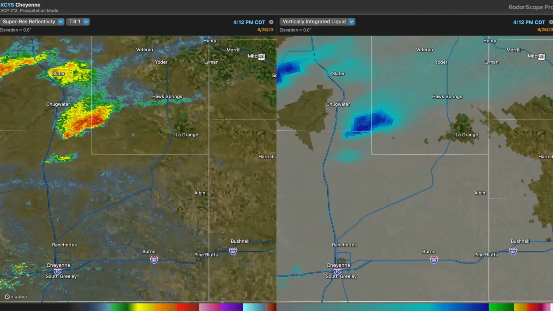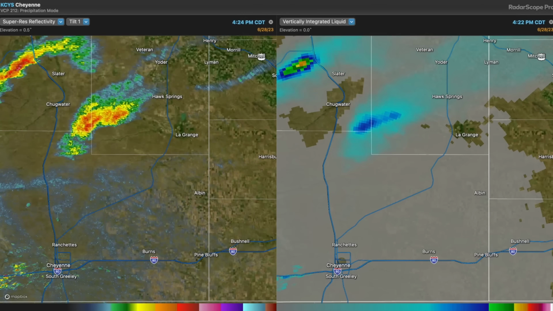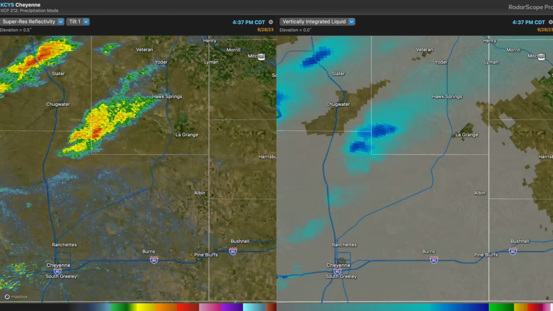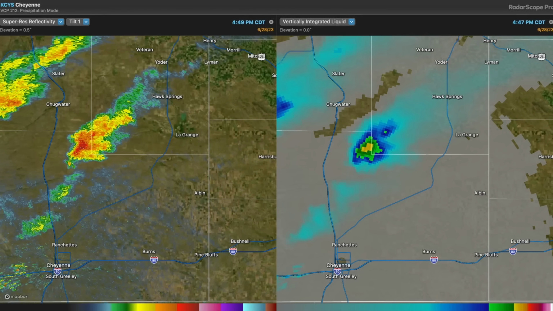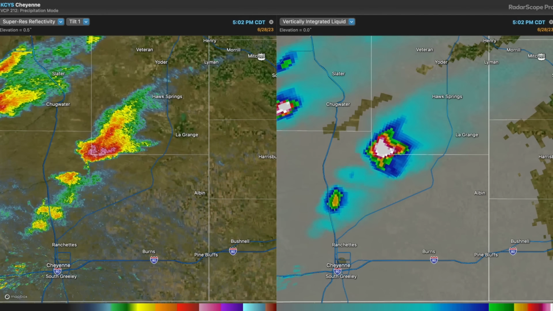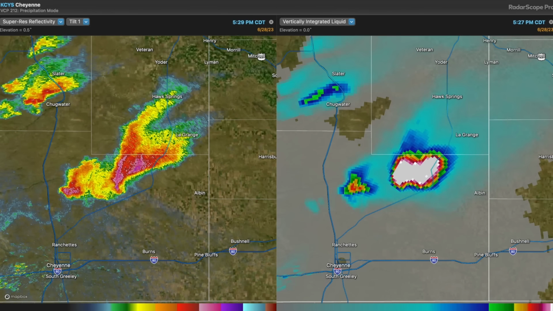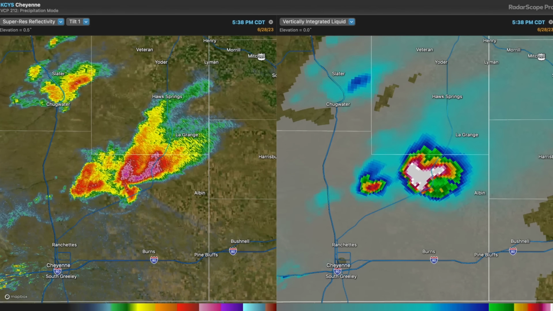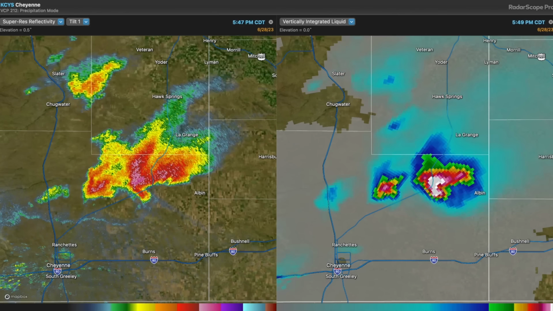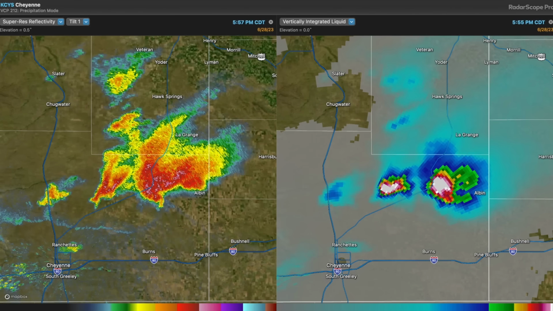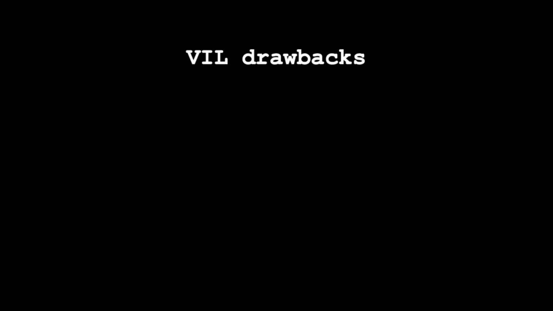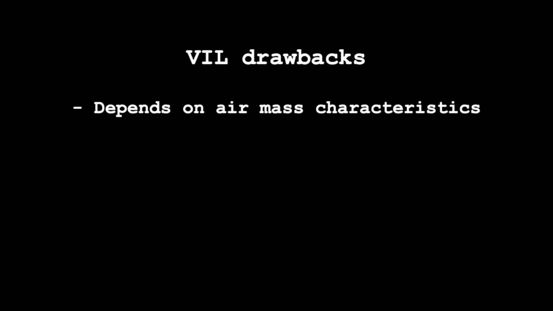Many chasers utilize VIL to determine whether or not a storm is producing hail, as well as how big that hail is. Because larger hailstones correspond to higher liquid water content, high VIL values can suggest that large hail is occurring. However, this practice is not entirely accurate, as VIL on its own is not a great tool to use to identify hail-producing storms. There are several reasons for this. One, VIL values depend on the characteristics of the air mass in which the thunderstorms are occurring.